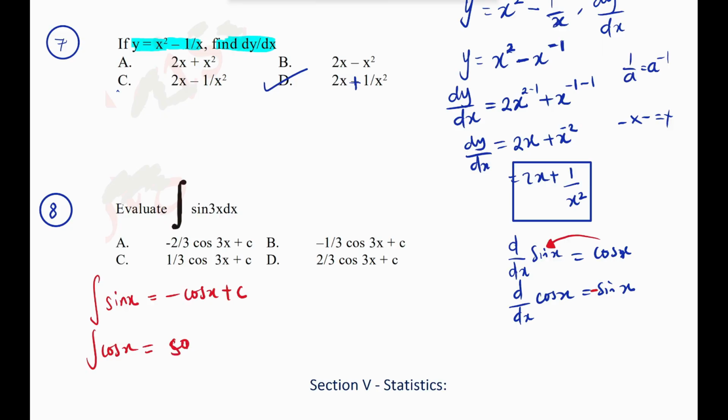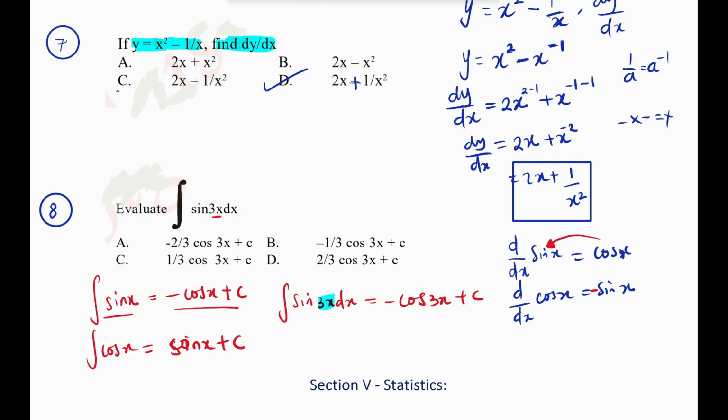So integrating cos x means I'm going to have sine x plus c. But if you look at this question, it's not just sine x. It is actually sine 3x. So there's a constant here, but when you have that, it's very simple. The integral of sine 3x dx is equal to, if I integrate sine 3x, I'm going to get minus cos 3x plus c, because I know that the integral of sine x is minus cos x plus c.